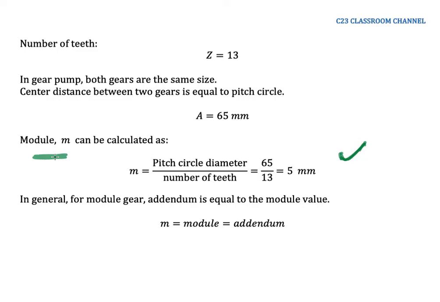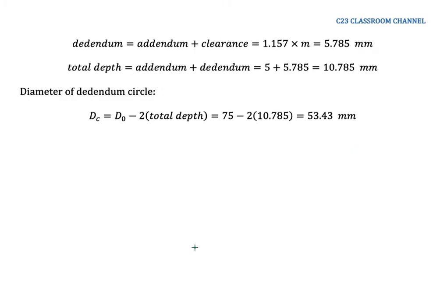I hope you could make some revision on how to design a gear. If you have a plan or a drawing with a gear there, normally they will write what type of module that gear has. So M is equal to 5 mm. In general, for a module gear, the addendum is equal to the module value, and then we can calculate the depth of the tooth.